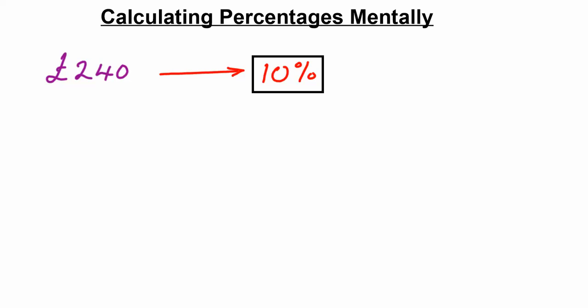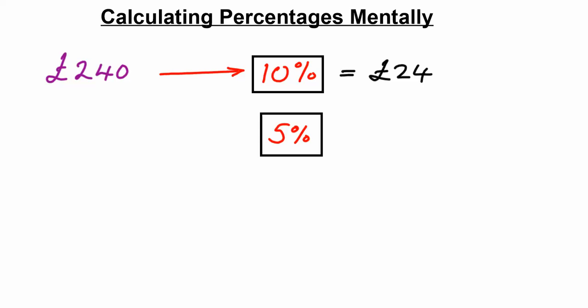This video will look at calculating percentages mentally. In this first example, I have £240. In order to calculate any mental percentage, we always work out 10% first. 10% is the same as dividing by 10. So 240 divided by 10, in this case, is £24.